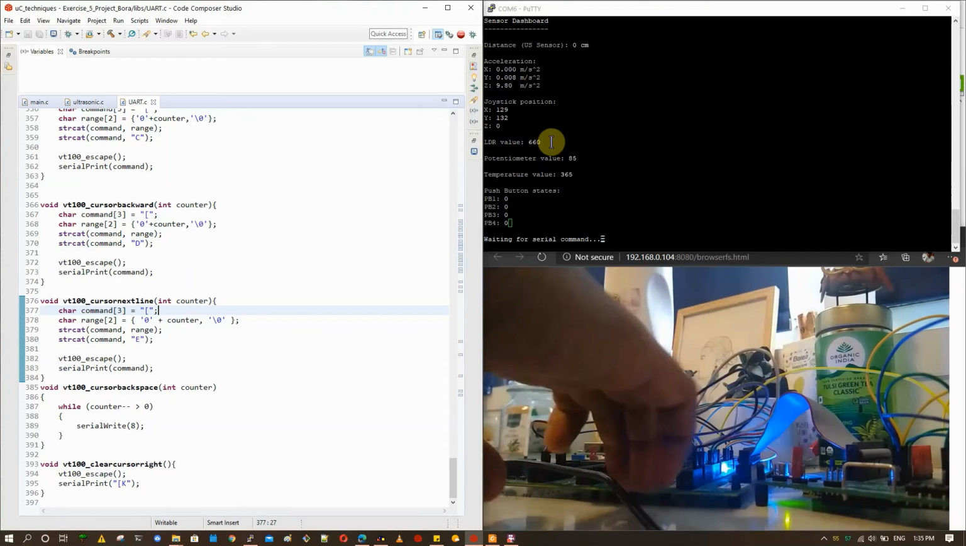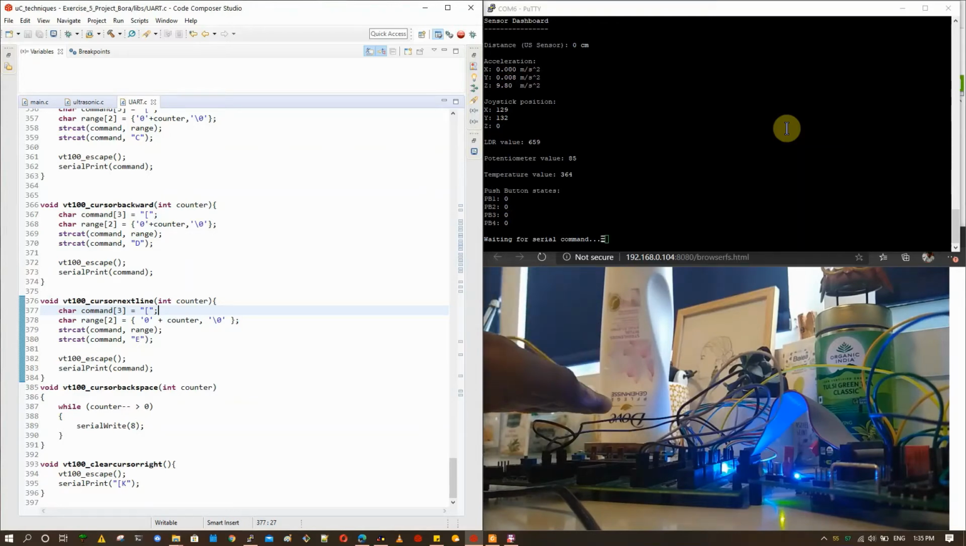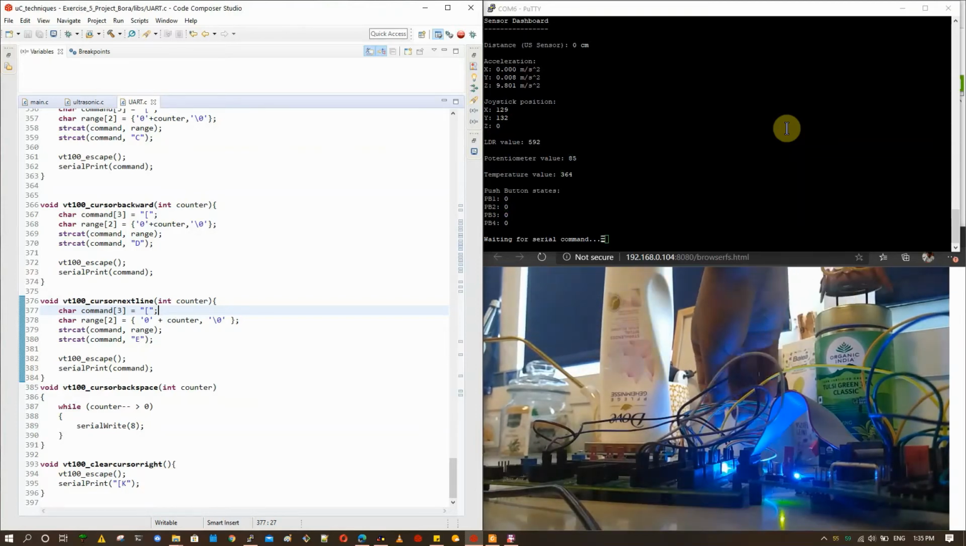Now we shall test our ultrasonic sensor by placing our hand on top of the ultrasonic sensor. As you can see, it is giving us some values. If you go a little further, it shall give us the distance values. Yeah, so that's working.